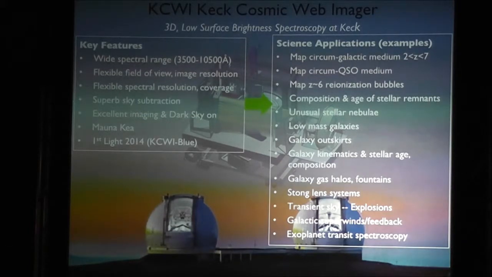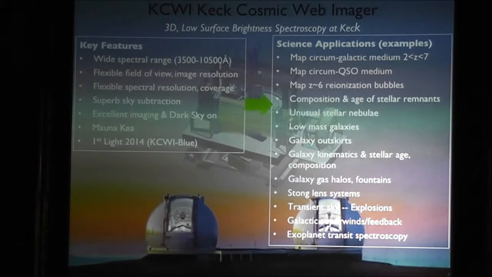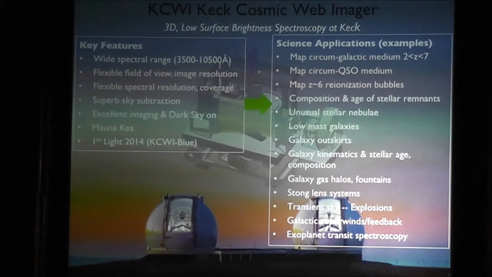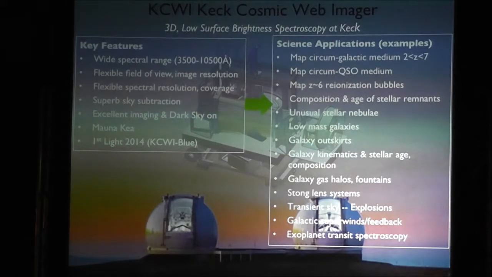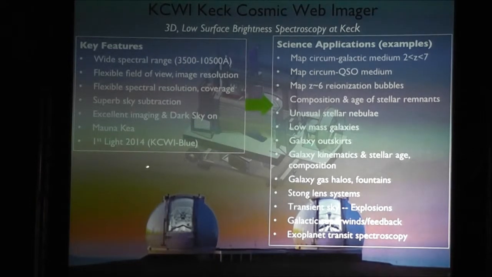It's much more flexible than CWI. It's built to service the general community of astronomers and to do all sorts of imaging spectroscopy of complicated and extended objects in the galaxy, all the way to the edge of the universe, reionization of the universe. It has a wide spectral range, very flexible modes that allow us to do all sorts of different kinds of observations. It'll take advantage of very excellent imaging in the dark sky on Mauna Kea, and we're planning for first light of half of this in 2014.